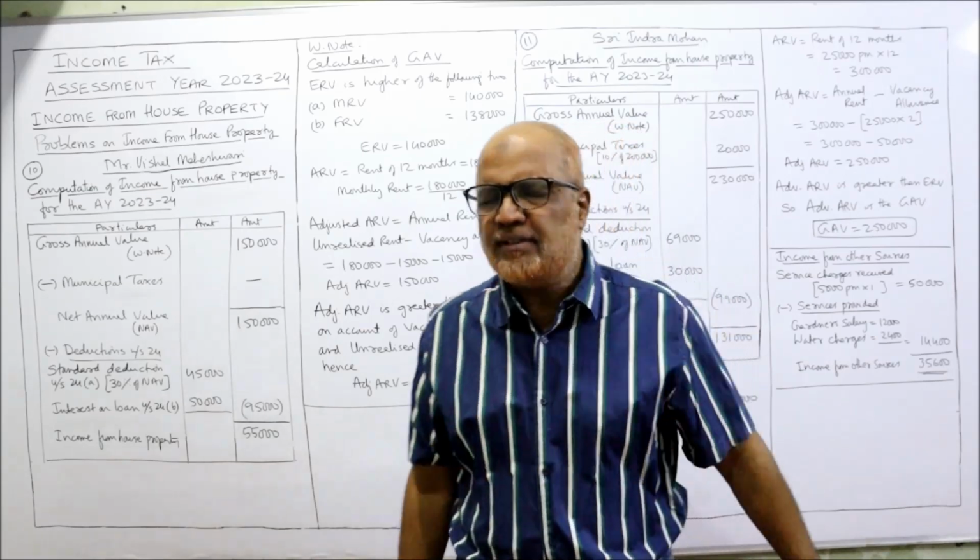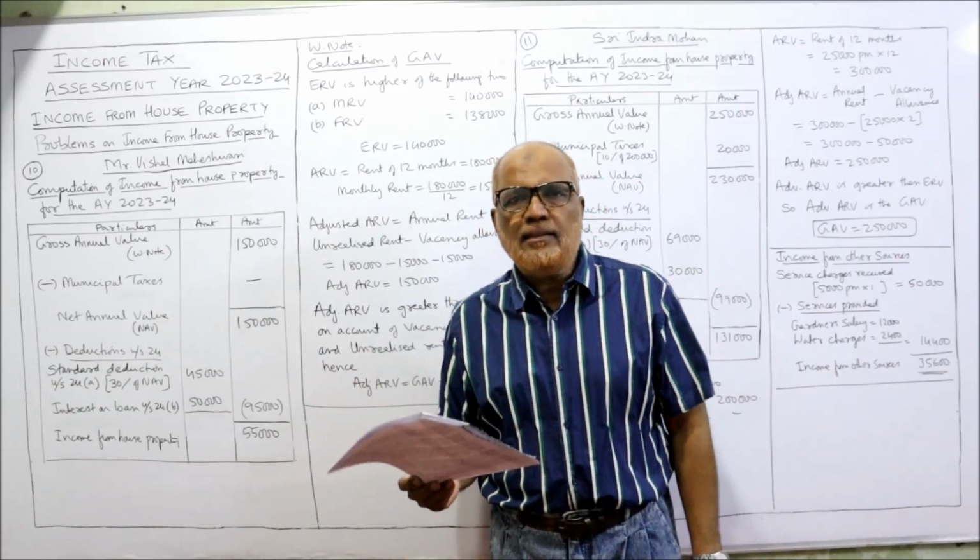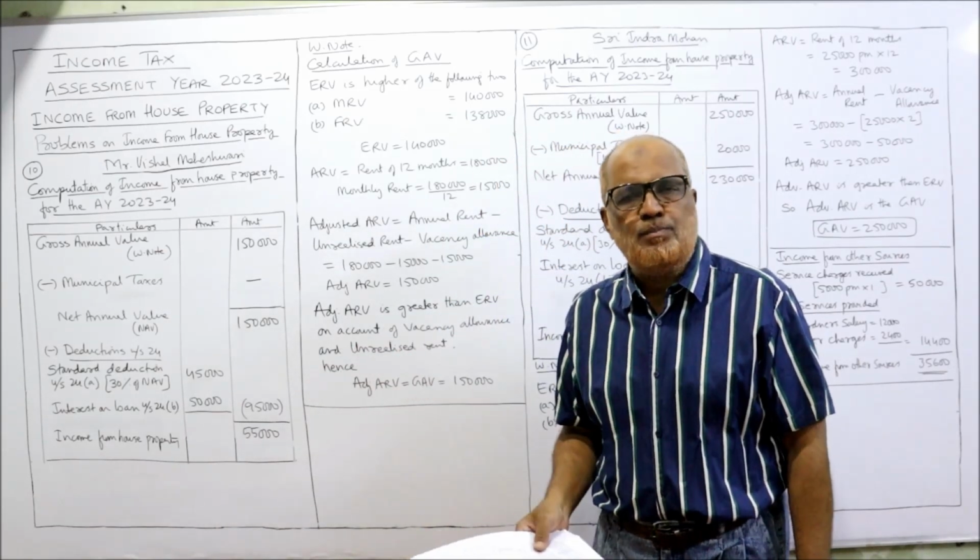So far I have completed 9 problems on computing the income from house property. Now the 10th and 11th problems I am going to explain.